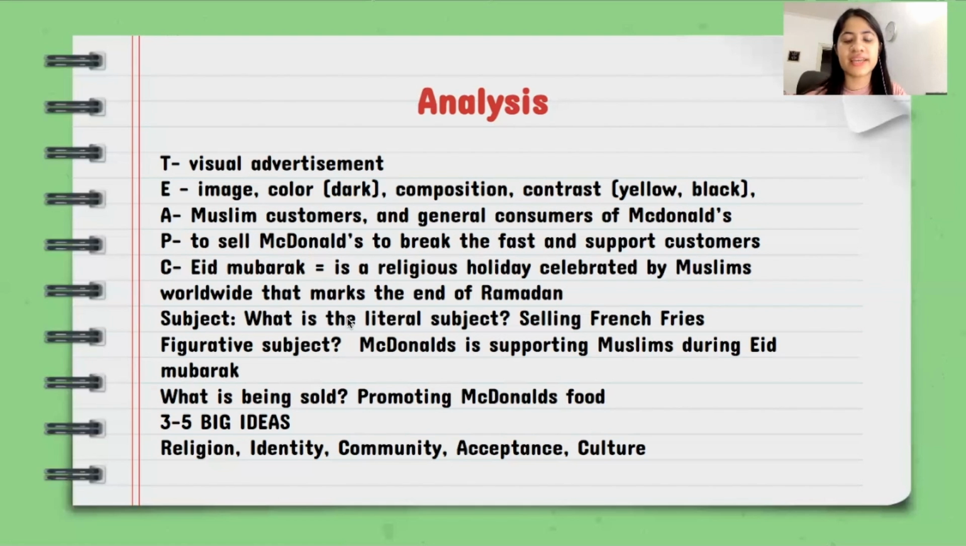Subject-wise, they're selling French fries, but figuratively, the other purpose is that McDonald's is supporting Muslims during Eid Mubarak. The purpose here is to sell fries as well, and McDonald's food in general. Some big ideas here could be religion, identity, community, acceptance, and culture, because there's a lot here about the Muslim religion and culture, but also the influence of popular culture. McDonald's is more associated with the Western world and popular culture, but also how the company is accepting of Muslim traditions. So you can talk a lot about those types of things.